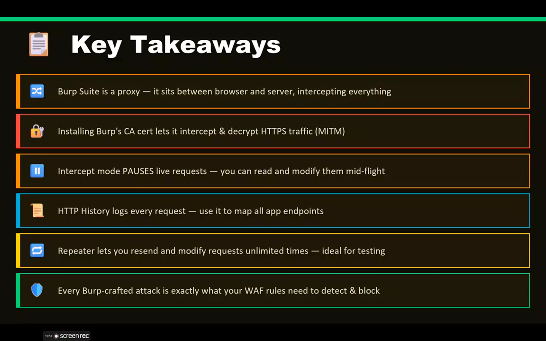Quick recap. Burp Suite is a proxy that sits between browser and server and intercepts everything. Installing its CA certificate is what lets it decrypt HTTPS. That's the man in the middle. Intercept mode pauses live requests so you can read and change them mid-flight. HTTP history logs every request so you can map an entire app. Repeater lets you resend and modify requests as many times as you want. And every attack you craft in Burp is exactly what your WAF rules need to detect and block.